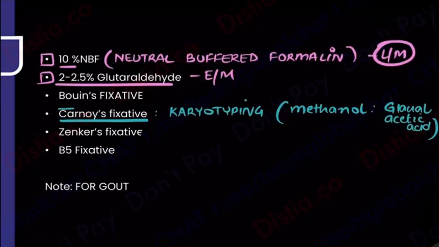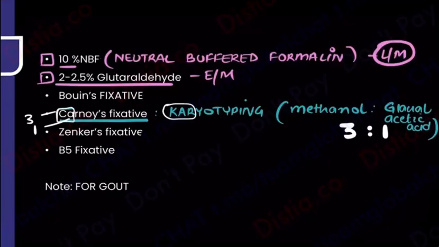How will I learn this very important information, that this is 3:1? Because I told you to focus on Carnoy ka C and A. C is the third alphabet and A is the first alphabet. So Carnoy is C and A, so third and first, that is going to be the ratio of Carnoy's fixative that you use for karyotyping.